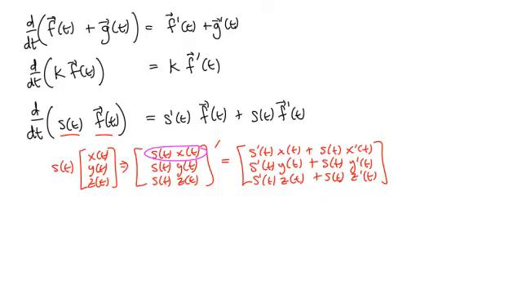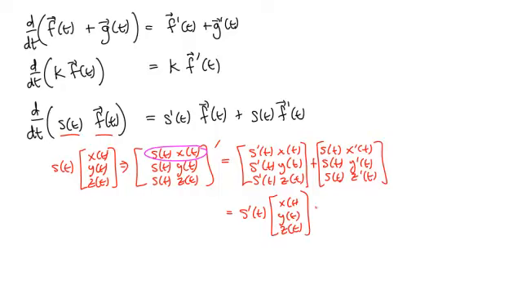Now, if you stare at this long enough, I could rewrite this, since vector addition is done component-wise. But now notice that everything in this first component could be scaled. I can scale out an s prime of t from all of these terms, and I'll just have x of t, y of t, z of t left over.